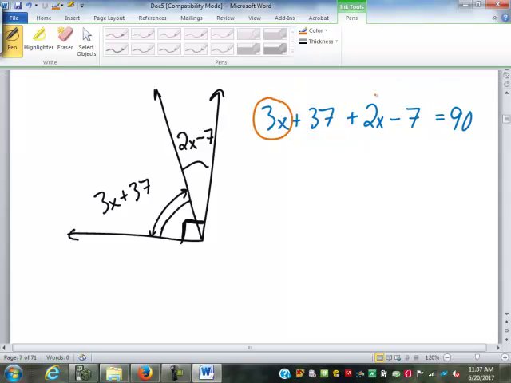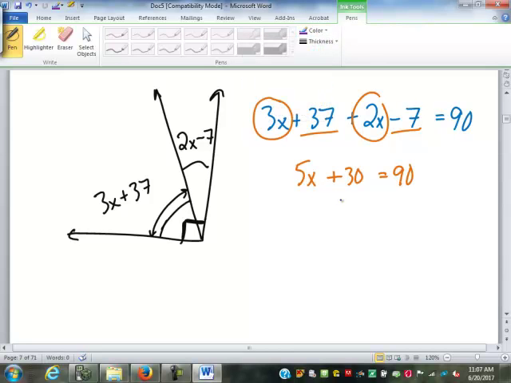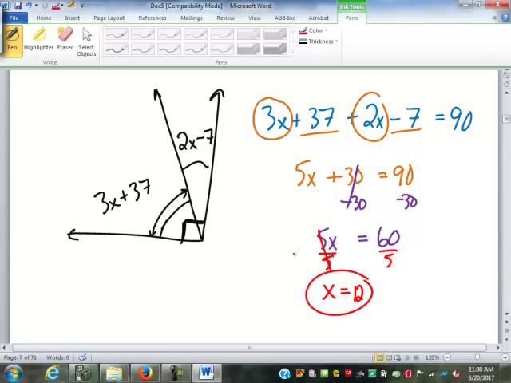5x plus 30. So 3x and 2x make 5x. Good. We combine the 37 and the negative 7 to be a positive 30. Then what? Subtract 30 from either side, so 5x equals 60. Perfect. And then divide by 5. So x equals 12.